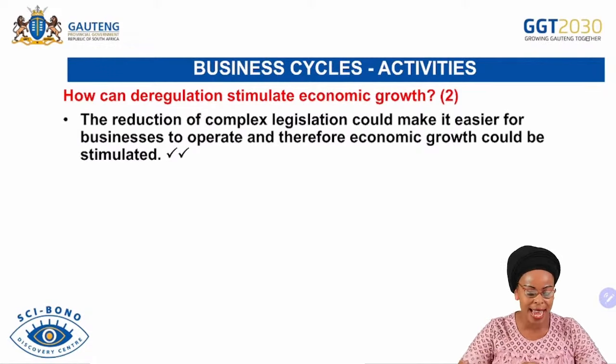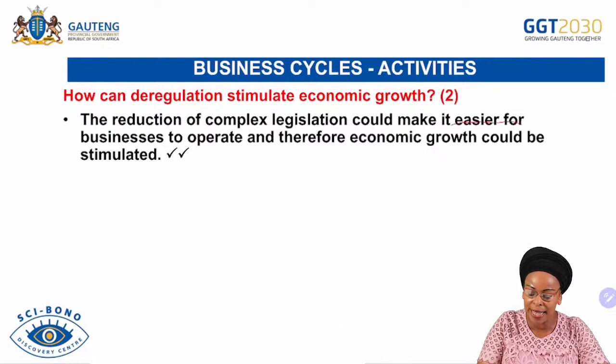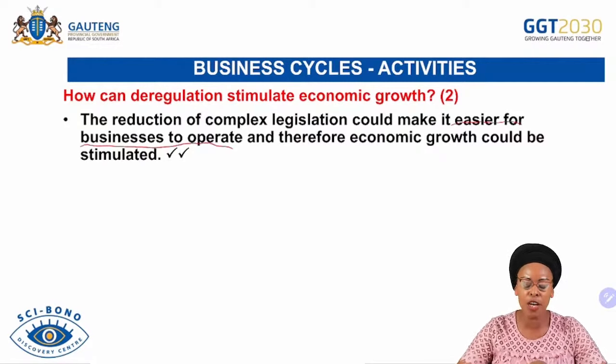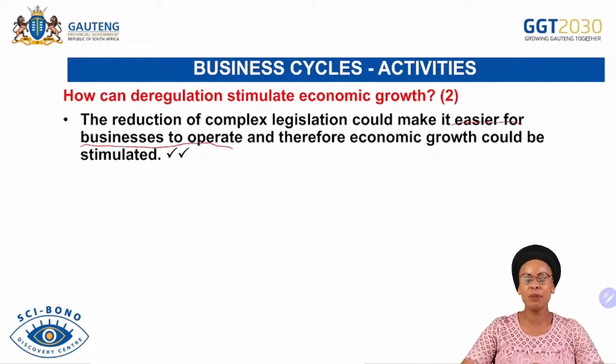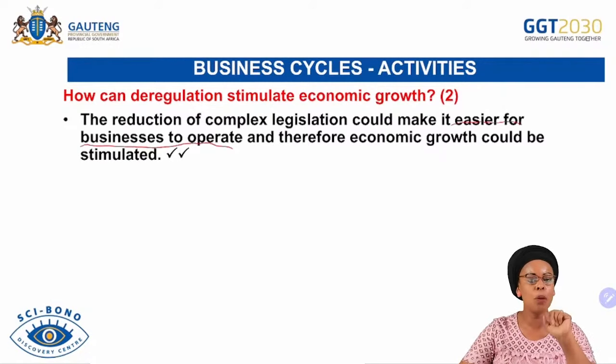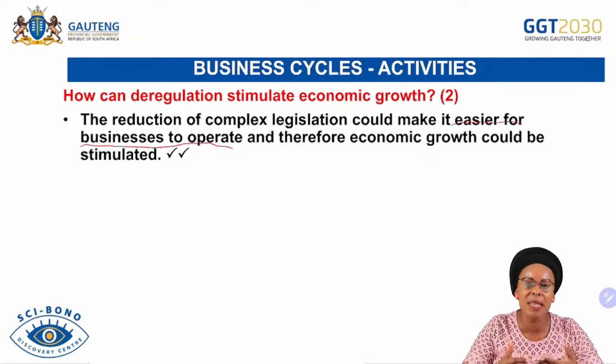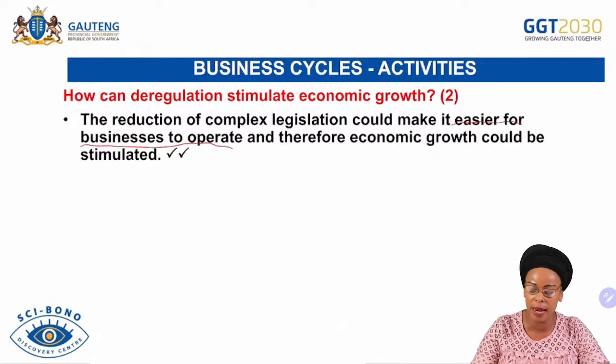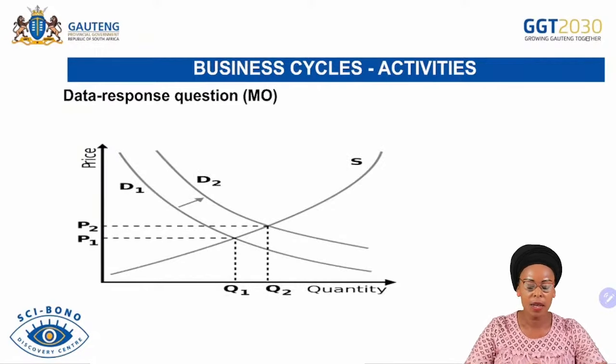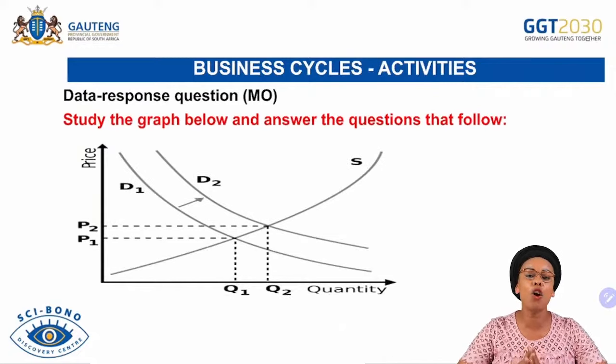So even if you write that the reduction of complex legislation could make it easier for businesses to operate, and therefore economic growth could be stimulated, you will get 2 marks. There are a lot of questions for 2 marks relating to business cycles. So just ensure that for every topic, not only business cycles, you practice these 2 marks questions so that you earn more marks. The next question is a question of a middle order.